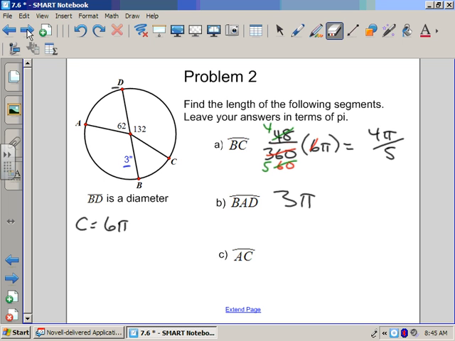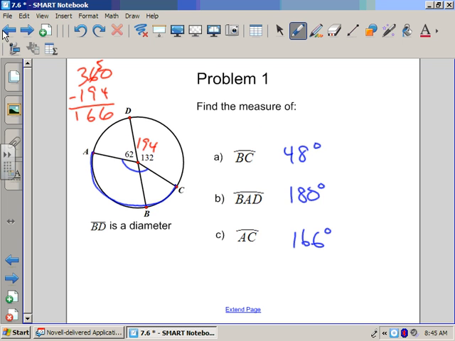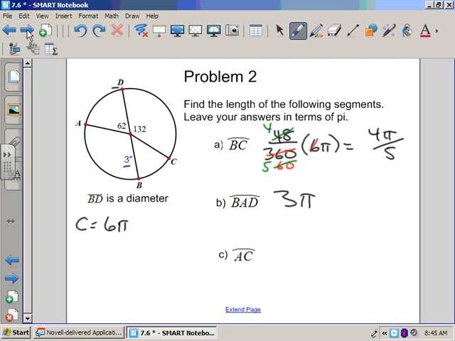And then how about AC? Well, I'm going to cheat back here real quick. The measure of arc AC is 166 degrees. I'm going to take that out of the total, 360, and multiply that by the circumference of the circle, which is 6 pi. Once again, 6 goes into 360 60 times.